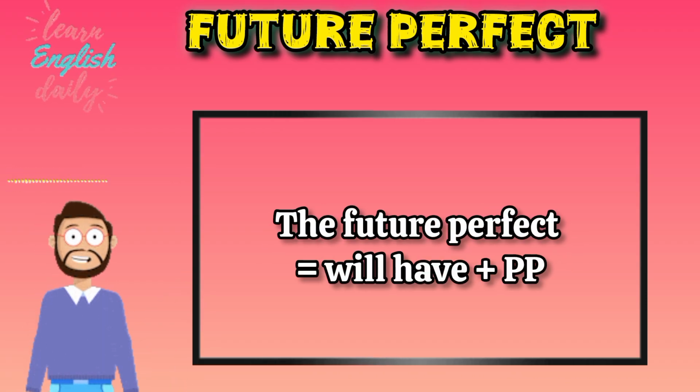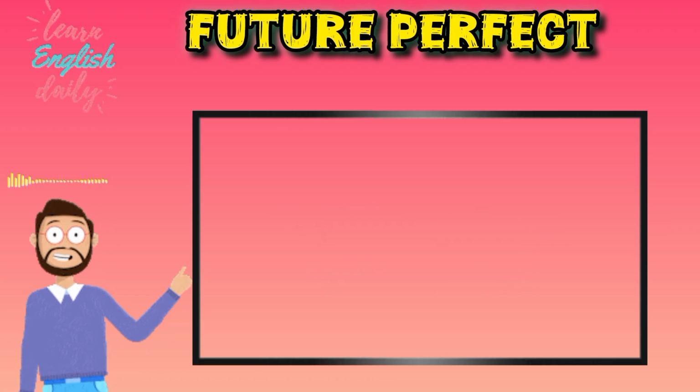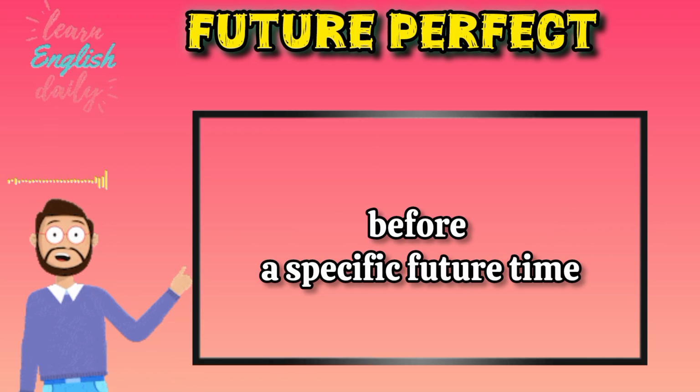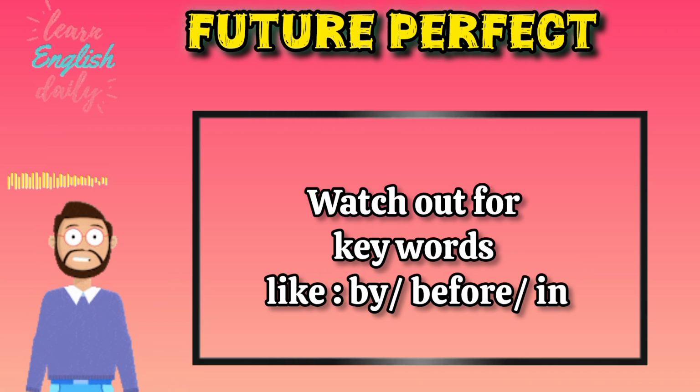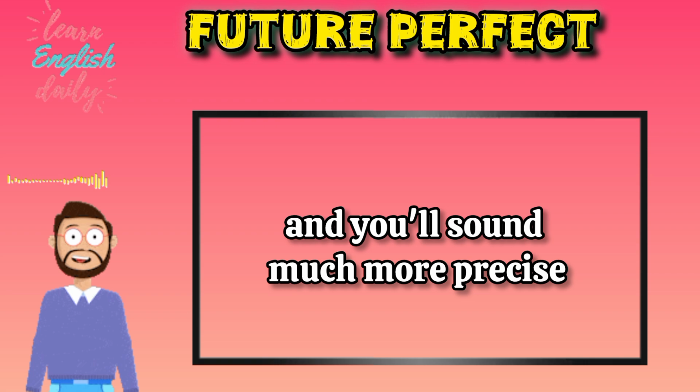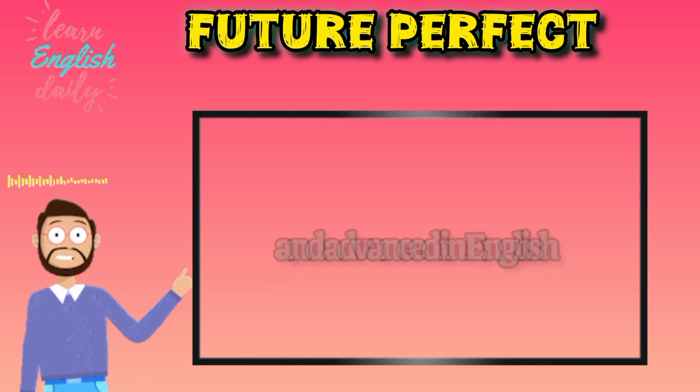The future perfect equals will have plus past participle. It's used to talk about actions completed before a specific future time. Watch out for keywords like by, before, and in. Master this tense, and you'll sound much more precise and advanced in English.